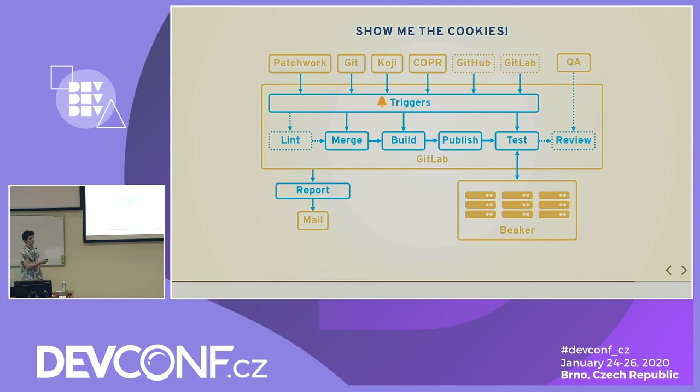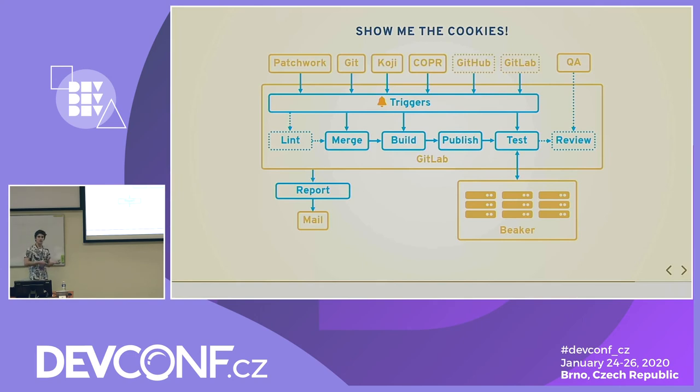On top, you can see different sources like Patchwork, Git, Koji, Copr, GitHub, GitLab. Patchwork is what we, as Jakub said, use to track the mailing lists. Tracking mails is not easy. It's a text formatted for humans. So we use a tool called Patchwork for that. Git are the Git trees. For upstream, we are only testing some maintainers' trees, official Git trees. Koji and Copr are internal tools.